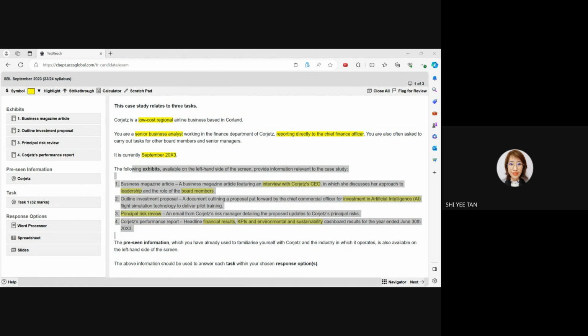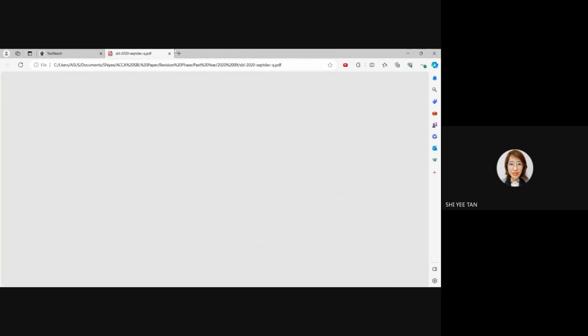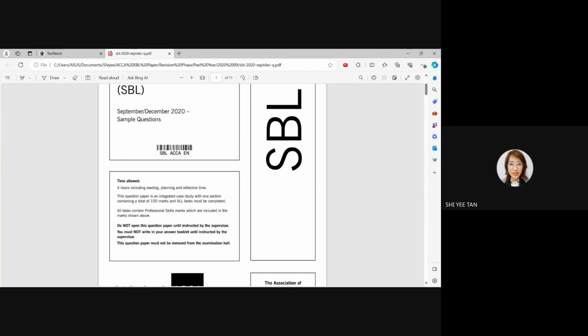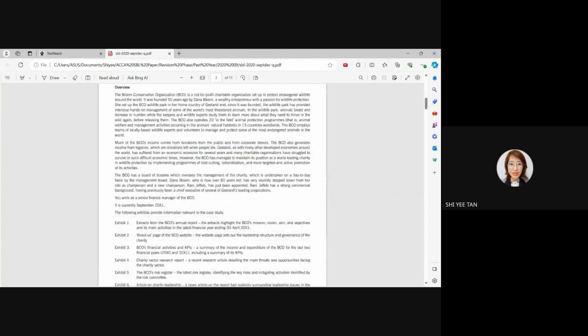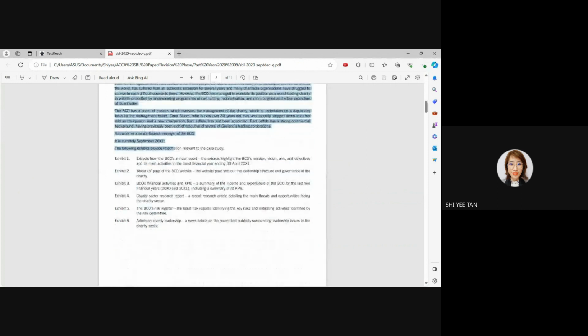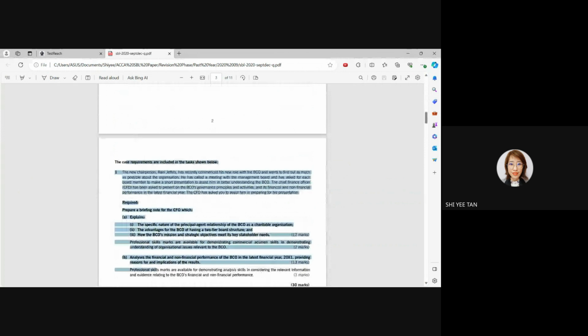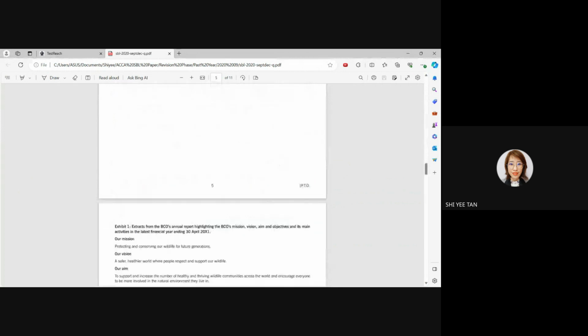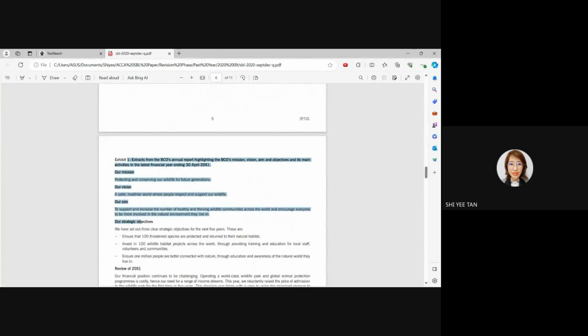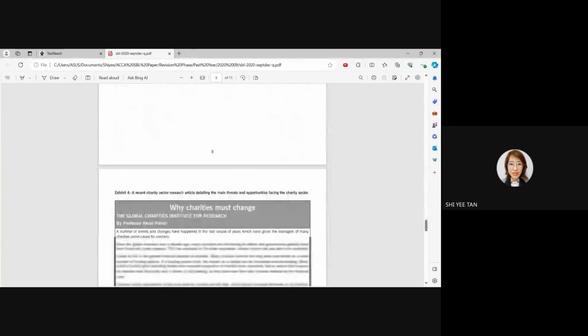Let's see this. Question. Now this is a sample. Now you see the paper is like this one. You have the overview. After that, they list down all the exhibits for you. After that, they will have the tasks, right? All the tasks that you need to answer. And then only they will have the exhibits. I think this is the best sequence.